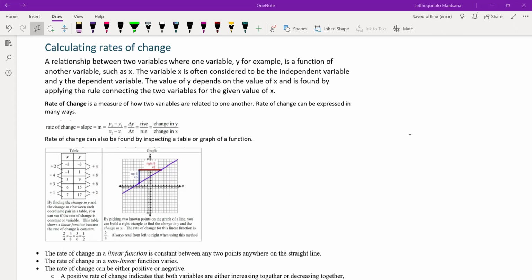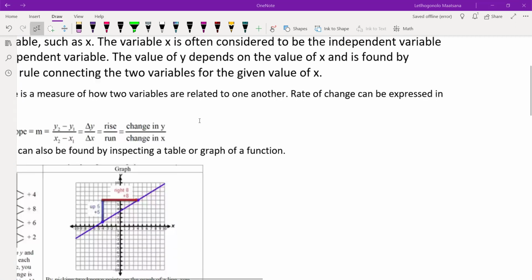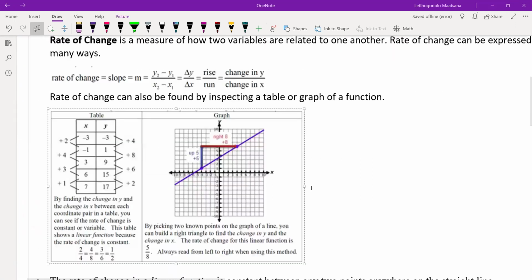Normally, the rule contains what we call the slope or the rate of change. The rate of change is a measure of how two variables are related to one another. The rate of change can be expressed in many ways, and one of the ways it can be expressed is an equation. If we take a look here, we will see an equation that calculates the slope or the rate of change. If we have data, it looks at the change in y, which is our dependent, over the change in x, which is our independent.